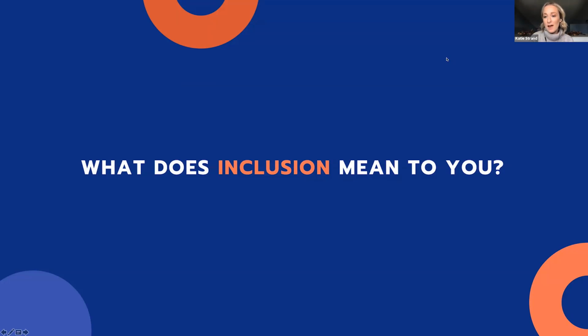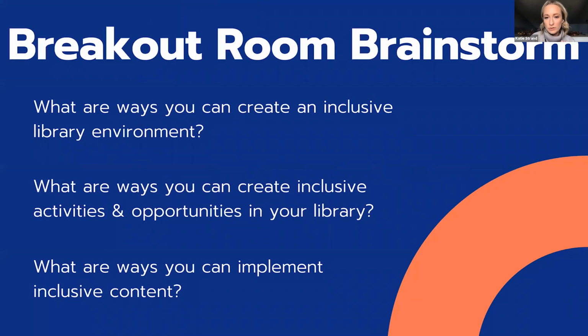So keep these in mind as you're having your discussions, and also what appeared in the chat earlier when Jessica had the discussion about equity, diversity, and inclusion. So in your breakout rooms, we have 3 questions that we want you to discuss. What are ways you can create an inclusive library environment? What are ways you can create inclusive activities and opportunities in your library? And what are ways you can implement inclusive content? I believe Erin already put these questions into chat, so we'll all have access to them once we go to our breakout rooms.